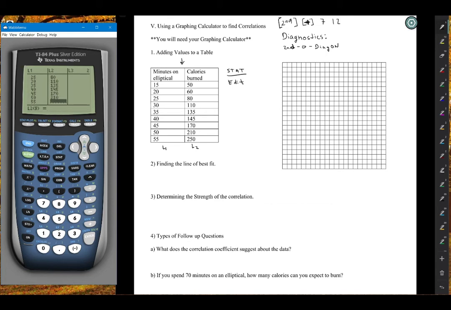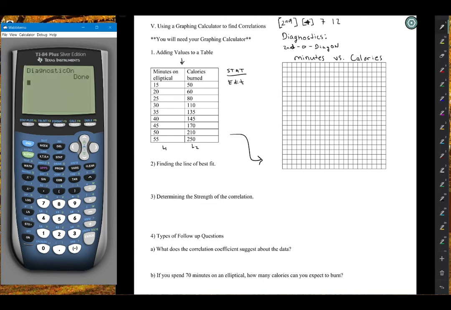So this data here is representing whether there is a relationship between the minutes spent on an elliptical and the calories burned. That is our correlation, minutes versus calories. Generally, that's what our scatter plot is going to look like.